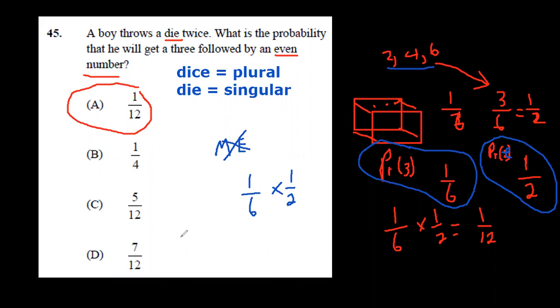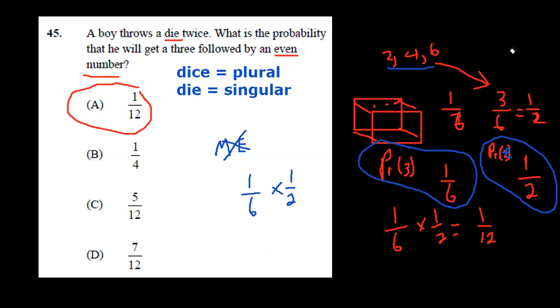So in that case, I'll have to add the probabilities. It'll be 1 over 6 plus 1 over 6, which will give me the probability of getting those two numbers, right? So if it's mutually exclusive, you're going to add the probabilities. If it's not, you're going to multiply the probabilities. The answer is A in this case.